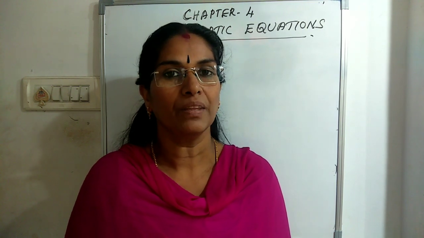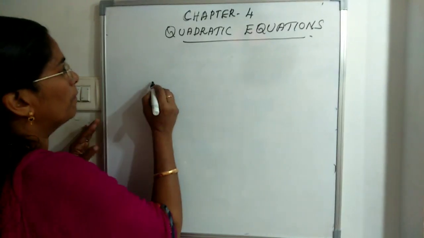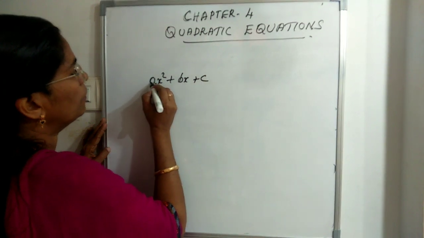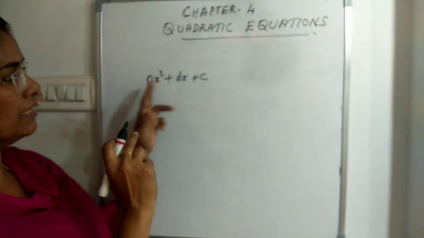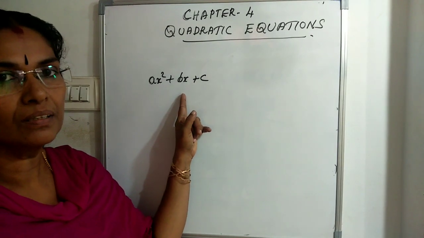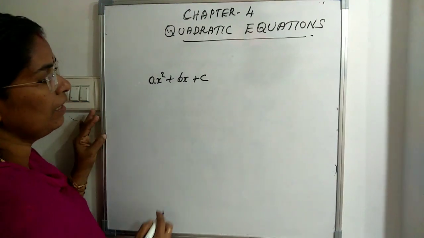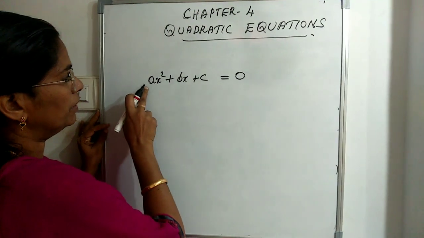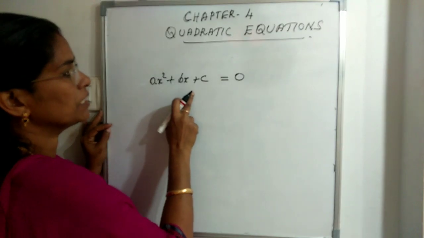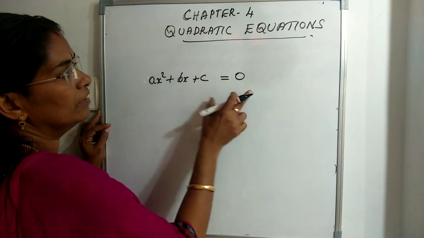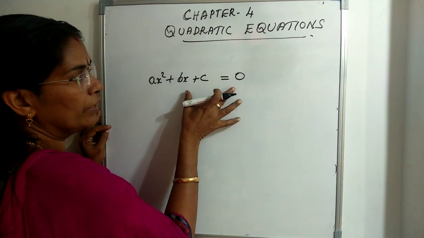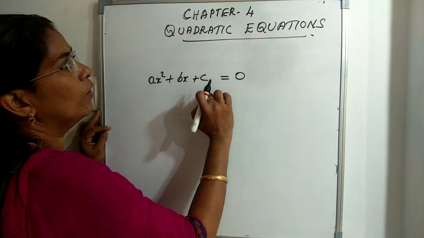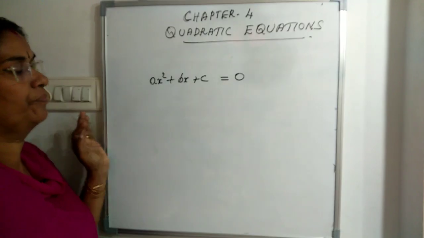It is in the form ax square plus bx plus c. This is a quadratic polynomial. In the last year we learned it is a quadratic polynomial. In this quadratic polynomial, we equate it with 0. Then it becomes ax square plus bx plus c equal to 0. This is an equation now. Equal sign is there, so it is an equation. This equation is called a quadratic equation.